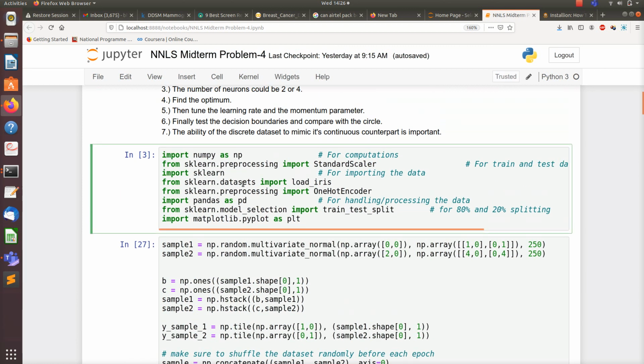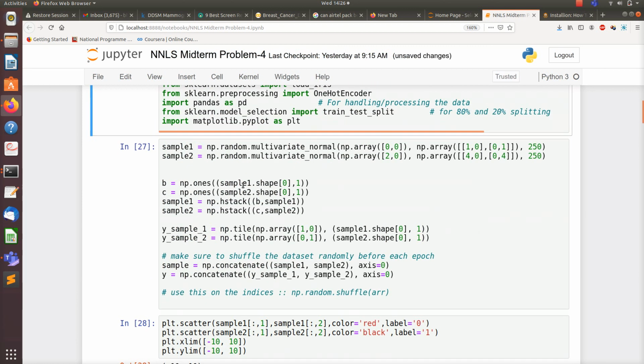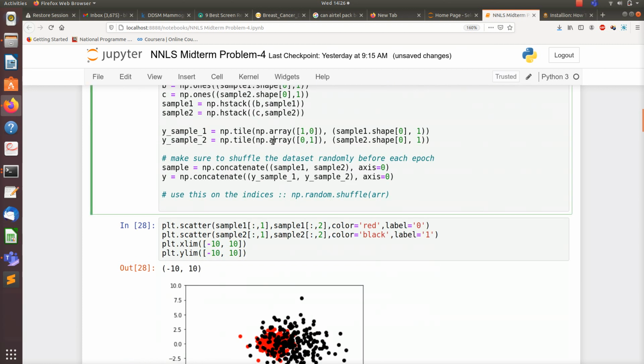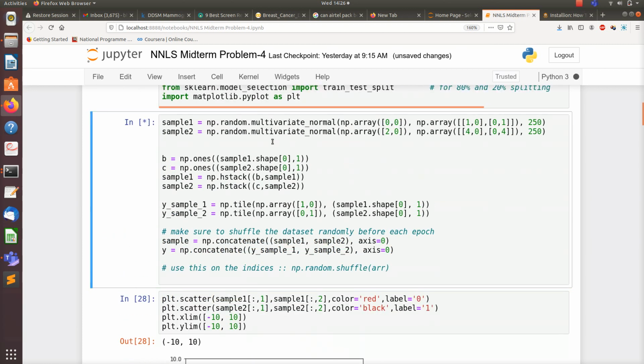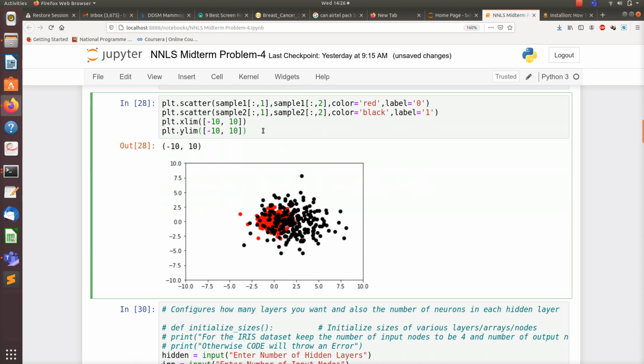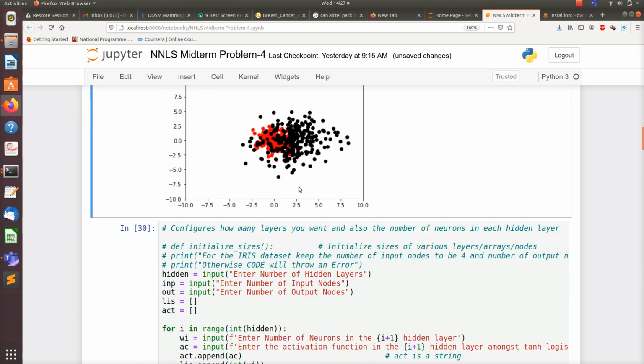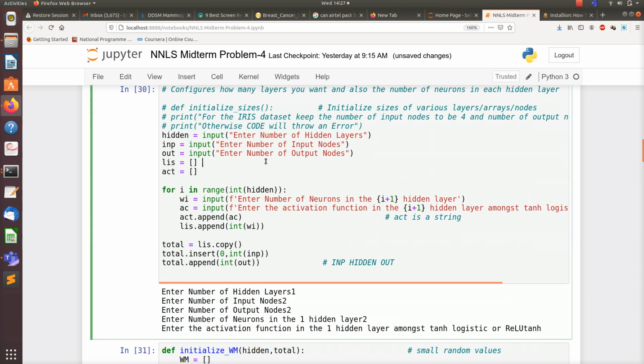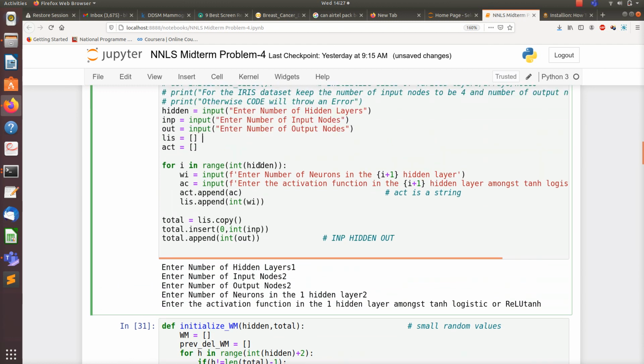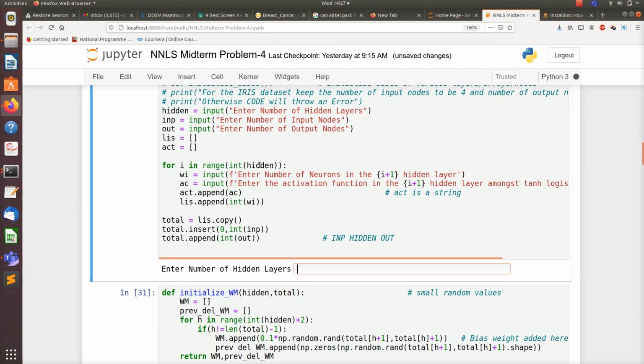So here we import the libraries which will be used to generate the data. Here the data is generated, and the data would look something like this. We can clearly see that even a nonlinear decision boundary cannot completely separate the data, and hence accuracy would be compromised.